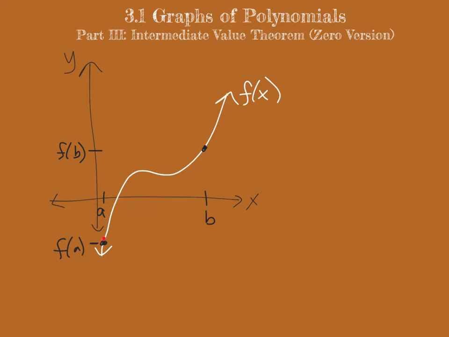This function could have done something funky and gone up and then back down and then back up a lot of times. But we know that it had to have hit zero at least once. So here's what we know. We know that because f of a and f of b were opposite signs, there had to have been some x value, we'll call it c, such that f of c was definitely zero. That's the intermediate value theorem.